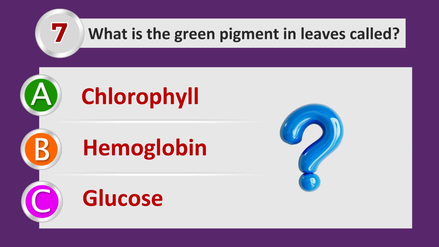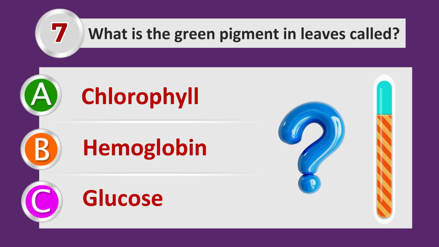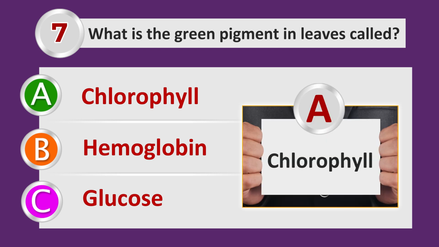What is the green pigment in leaves called? A. Chlorophyll. B. Hemoglobin. C. Glucose. Answer is the A. Chlorophyll.